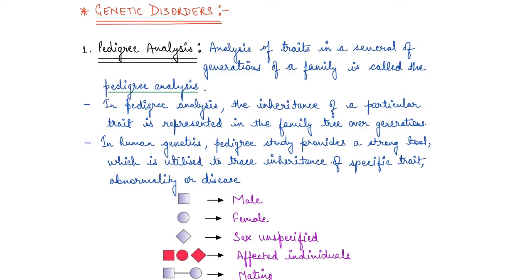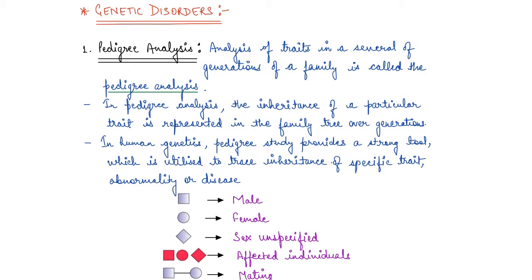And it was very clearly evident that there are certain genes which are inherited, and any abnormality in those genes resulted in abnormality in the later generation, right? So people analyzed these traits in several generations of a family, and the study of this is basically known as pedigree analysis. So analysis of traits in several generations of a family is nothing but pedigree analysis.